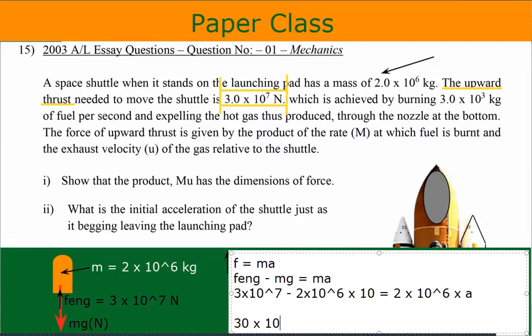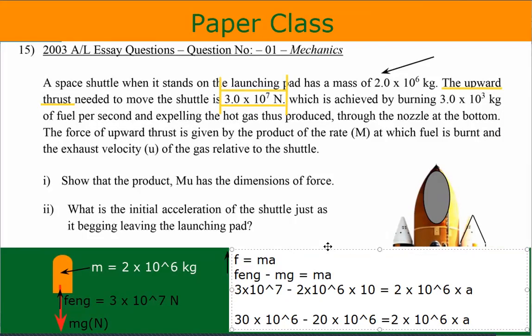10 to the power 6, sir. Very good. 30 into 10 to the power 6, minus here I'm going to multiply this 10 and this 2. What is 2 into 10, dear? 20, sir. So that is 20 into 10 to the power 6. I didn't do anything to that 10 to the power 6, equals 2 into 10 to the power 6 into a.